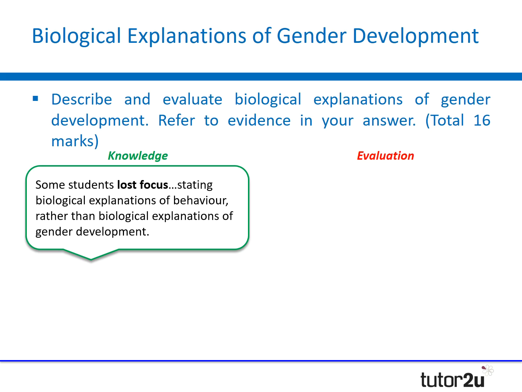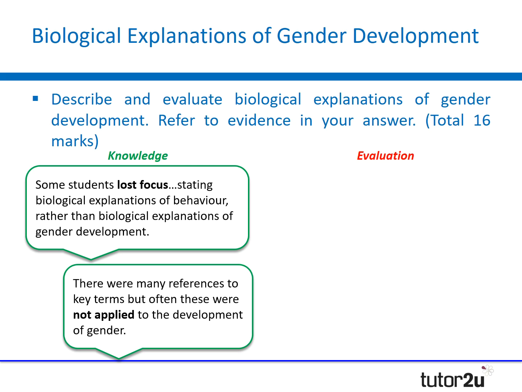The examiner said that in terms of the knowledge, students often lose focus and state biological explanations of behaviour generally, rather than the biological explanation of gender development, so they need to be a lot more specific. Students often make reference to biological key terms, but they don't apply them to the development of gender, and that's really key. The problem in this topic is students may think they know a lot about things like estrogen and testosterone, but they then don't apply that to what it is to be masculine or what it is to be feminine.